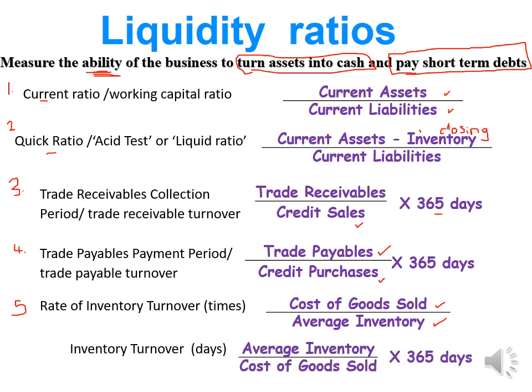Formula number 6 is the same thing, the inventory turnover. But sometimes the question will ask you to calculate how many times, and sometimes how many days. So now we need to know the formula to calculate inventory turnover in days. It's the other way around: we take the average inventory, divide with the cost of goods sold, times 365. These are the 6 liquidity formulas that you need to remember.